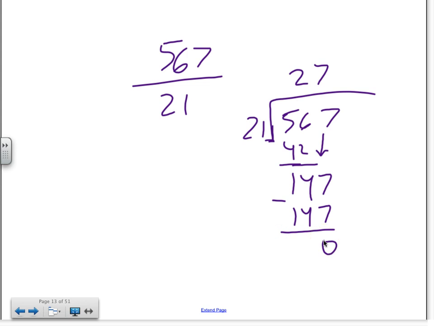This is a good problem. The remainder is 0. So our answer is just basically 27. But assume that we have a remainder. How do you represent that in the past? R. You put R and then whatever the number is, right?